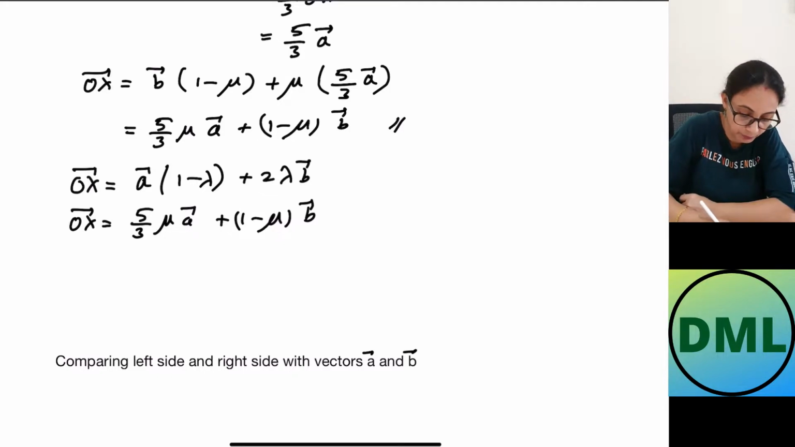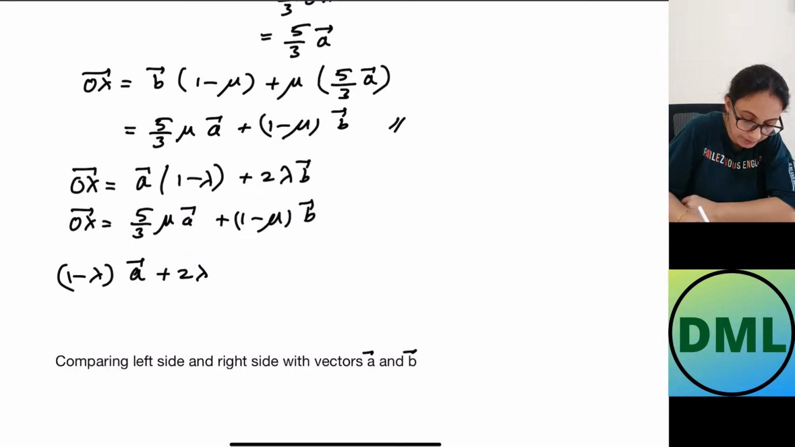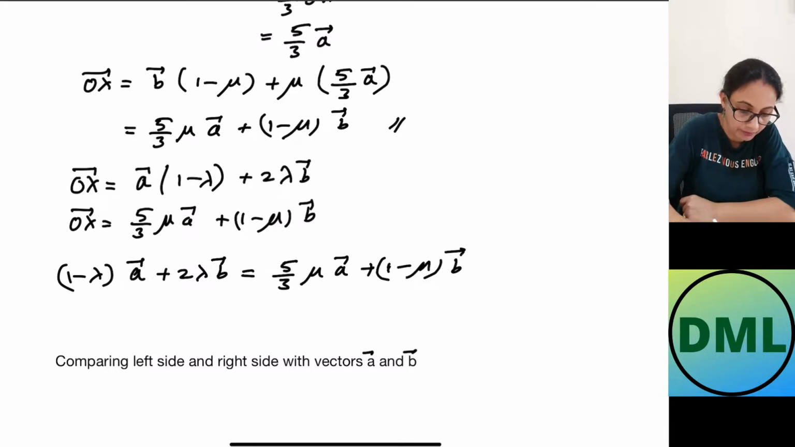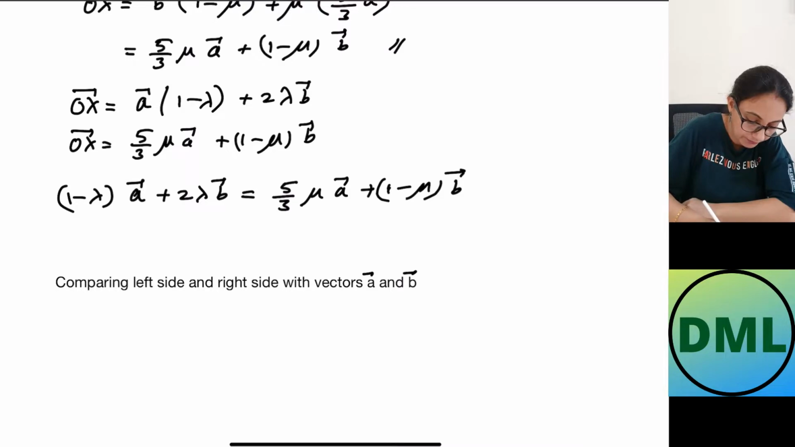Now I will equate both the values. So 1 minus lambda vector A plus 2 lambda B is equal to 5 by 3 of mu vector A plus 1 minus mu vector B. Now, what I have to do, I am comparing left hand side and right hand side with the vectors A and B. Now, let's do it. So, we have 1 minus lambda is equal to 5 by 3 of mu.